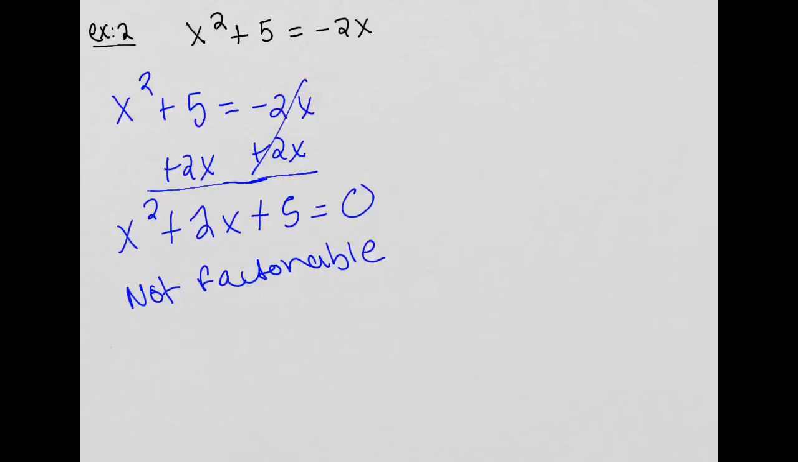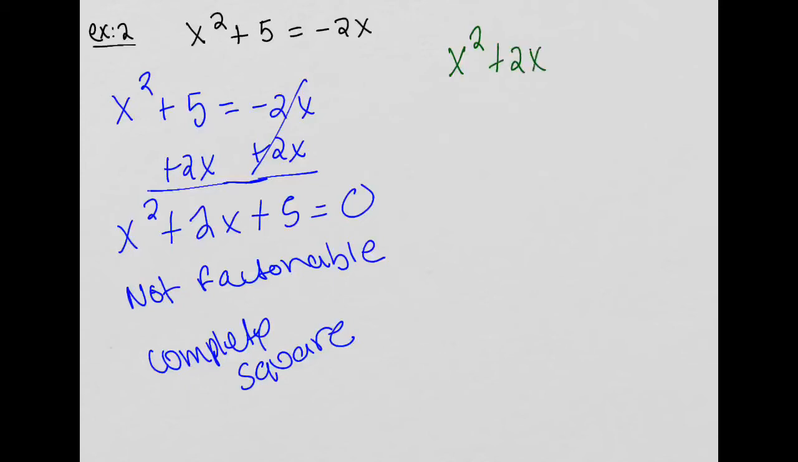I'm going to go ahead and do completing the square. I'm going to complete the square to solve this. As I complete the square, you will end up using the square root property. So I'm going to rewrite it on here. I'm going to change color. So I have x squared plus 2x plus 5 equals 0.